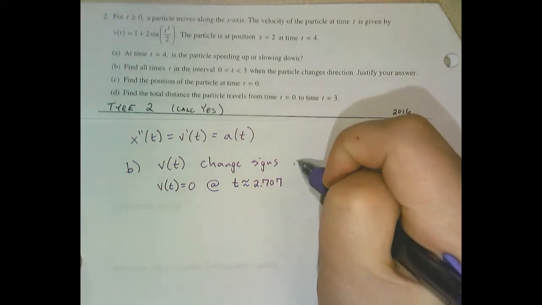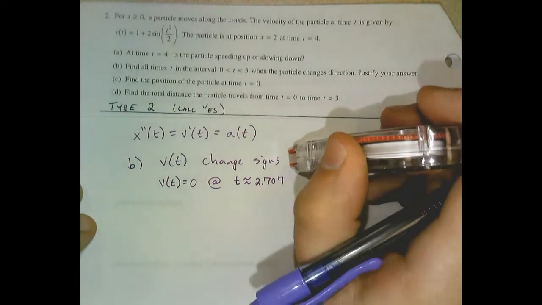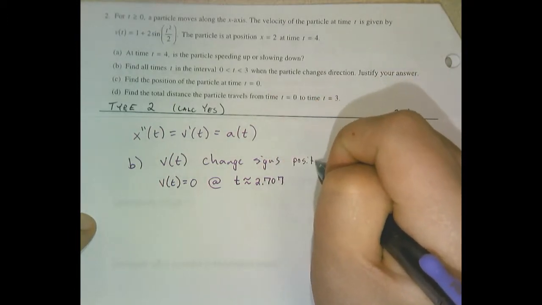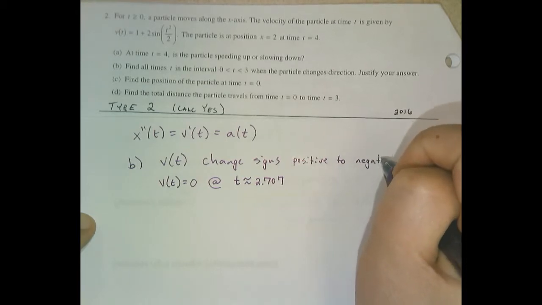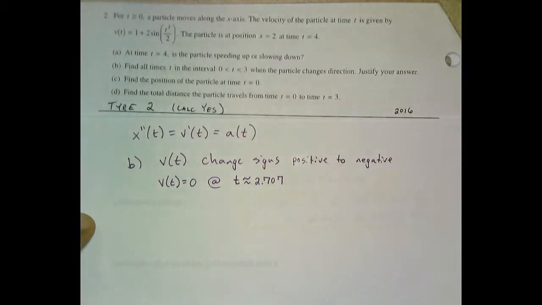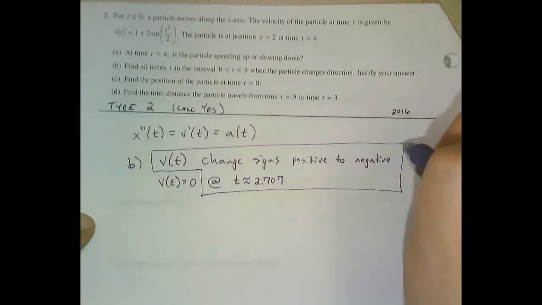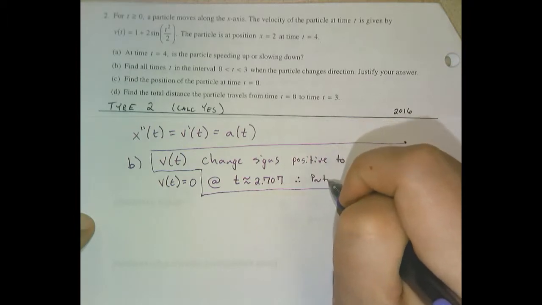V of t changes signs, or more specifically, let's be specific because that's always better, changes signs positive to negative at that time. Therefore, the particle changes directions.